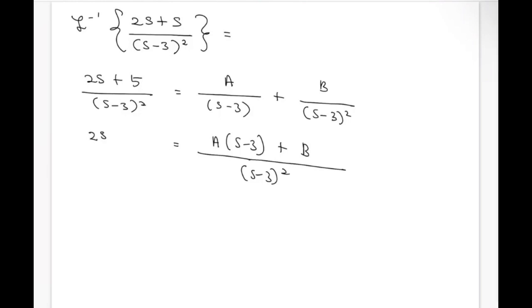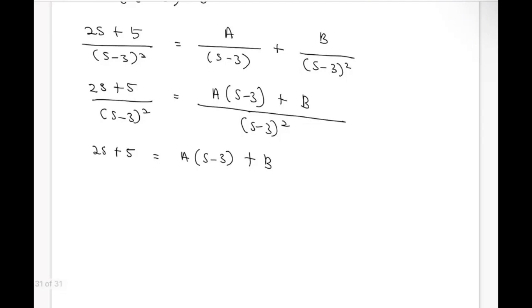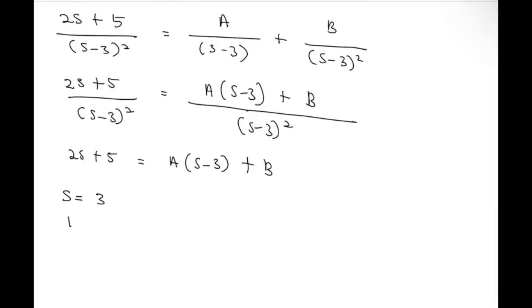So (2s plus 5) over (s minus 3) squared. Since both denominators are equal, we can say that 2s plus 5 is equal to a(s minus 3) plus b. Now let s equal to 3. So 2 times 3 is 6, 6 plus 5 is 11. The a term will be 0, since 3 minus 3 is 0. So we get b equal to 11.